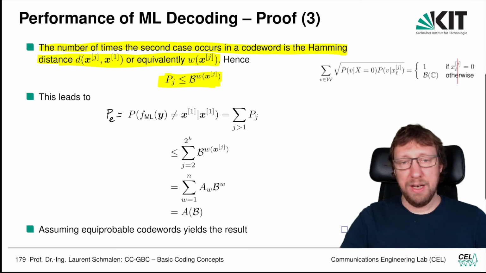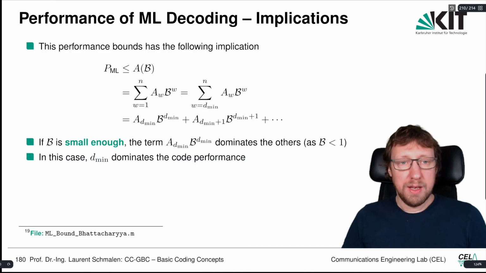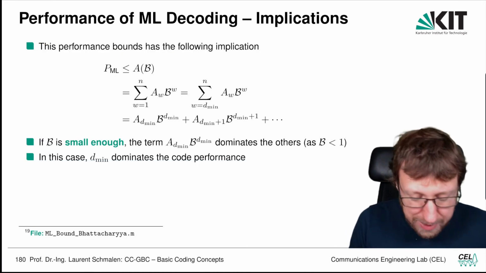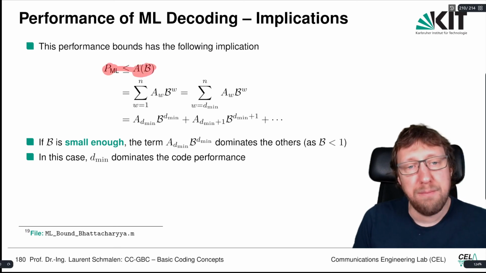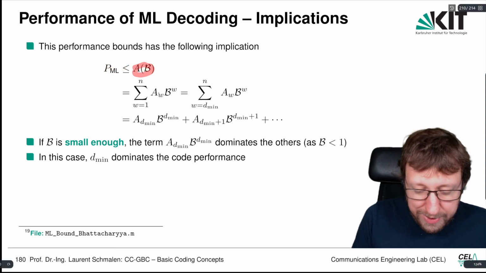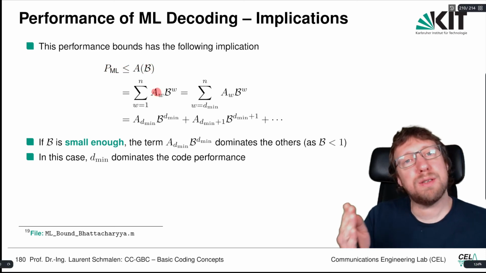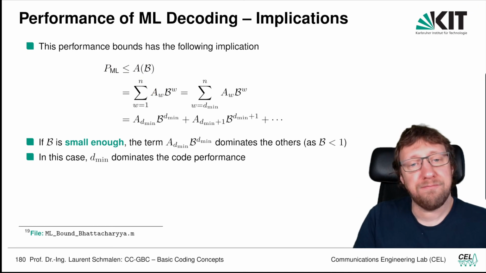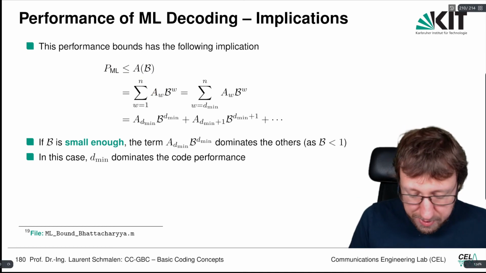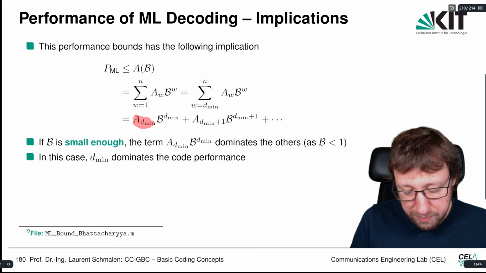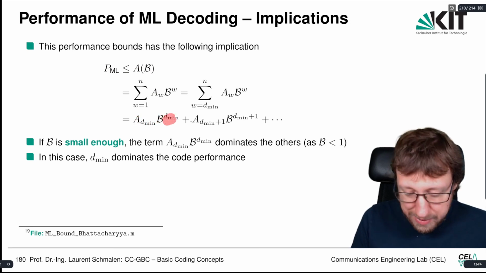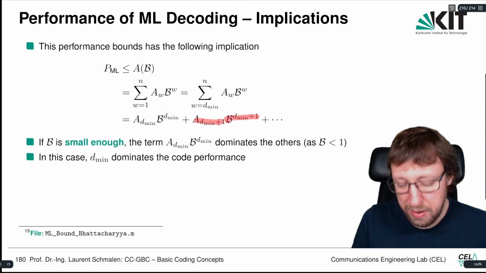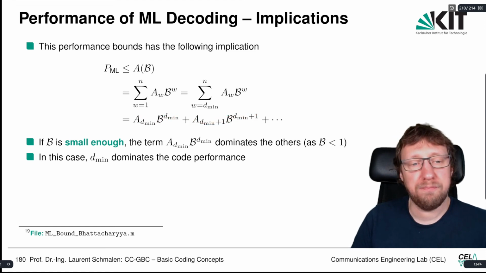So what are the implications? Implication is the following. Maximum likelihood decoding error is smaller or equal than AB. And we can write this. So AW is 0 if W is smaller than the minimum distance. So this is A to the power minimum distance times B to the power minimum distance plus A to the power minimum distance plus 1 times B to the power minimum distance plus 1.